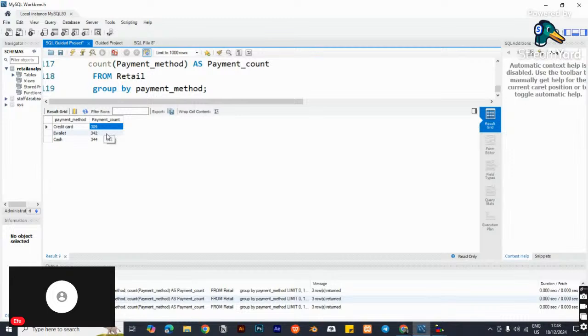So just maybe in seconds, can anyone tell me what we can still do with this query to enhance our result output? Can anyone?